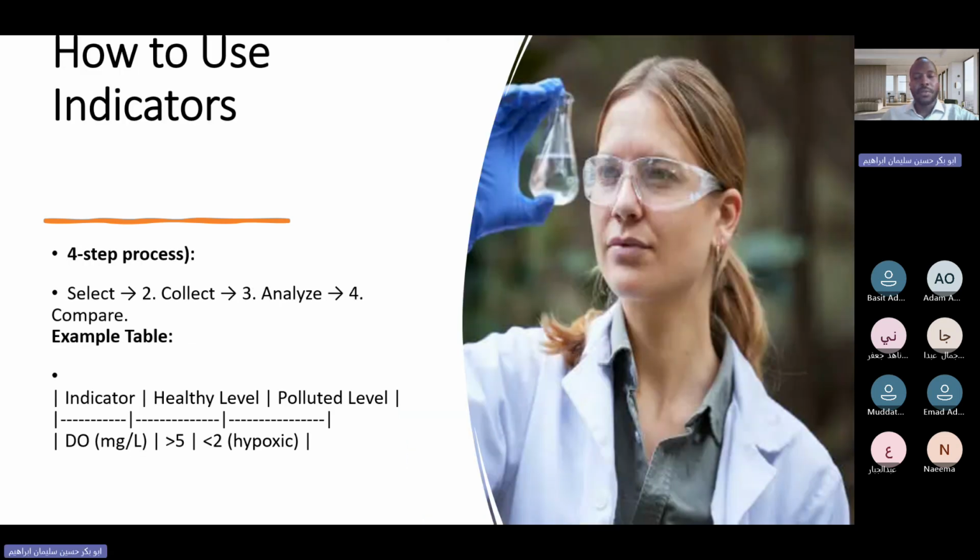Now, let us see how you can use the indicators. The indicator use has 4 steps. One of them is to select which indicator we are going to measure. We may measure the water quality index, or the air quality index. You can select which type first, exactly which indicator we are going to measure. When we have selected it, after that we can go on to collect the data.